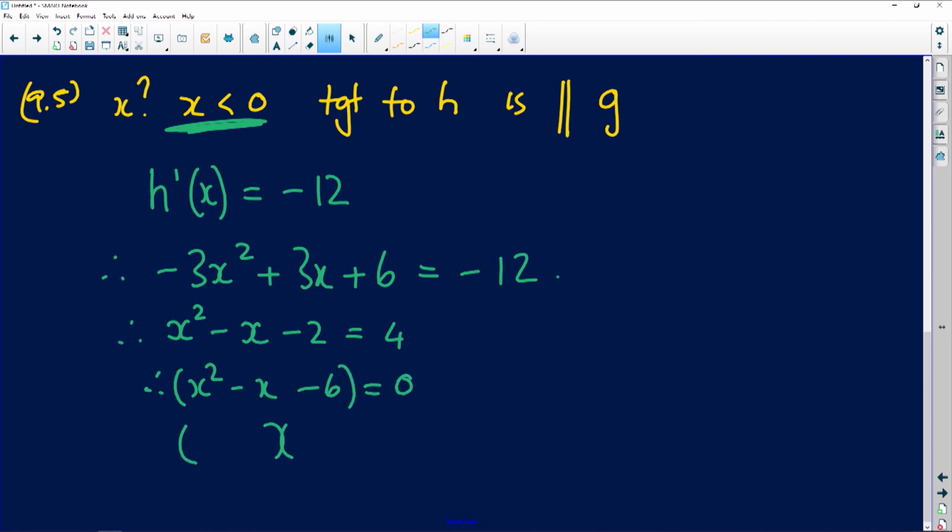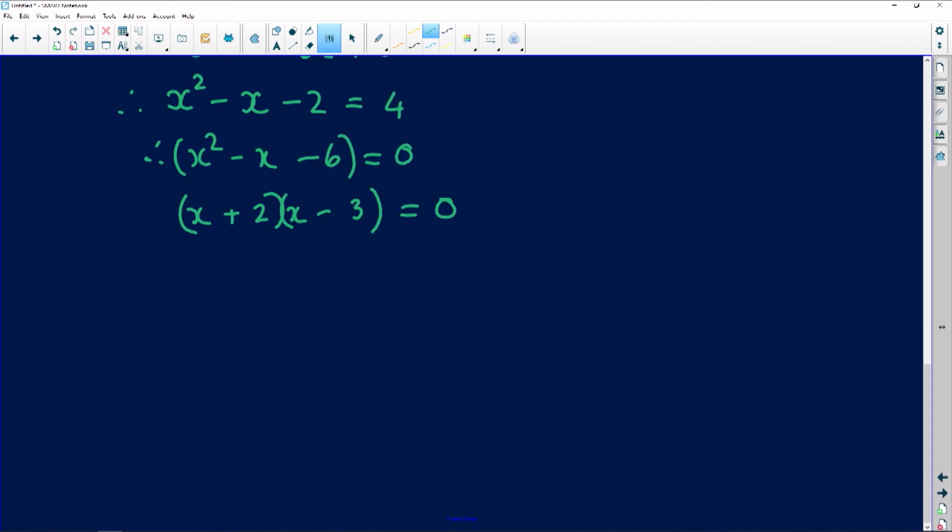I get a quadratic that factorizes beautifully. And remember, I'm looking for a negative answer. So x, 3, and 2. This is a minus, that is a plus, because minus 3 plus 2 gives the minus there, and the product of those two gives you minus 6. So finally, we can answer the question, x equals negative 2. This one is not applicable because we're looking for negative answers.